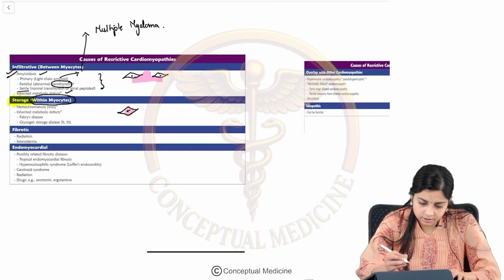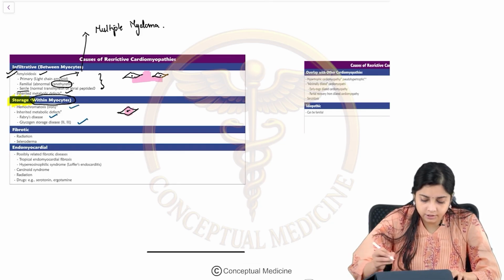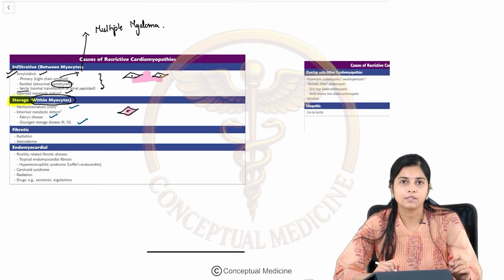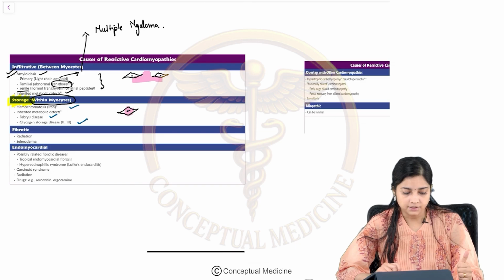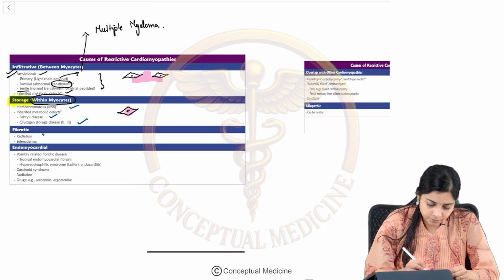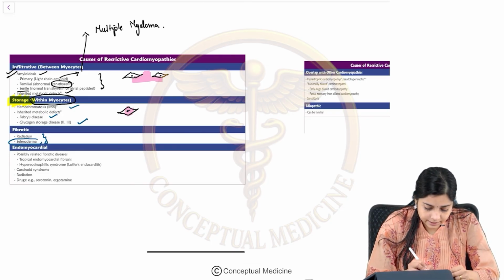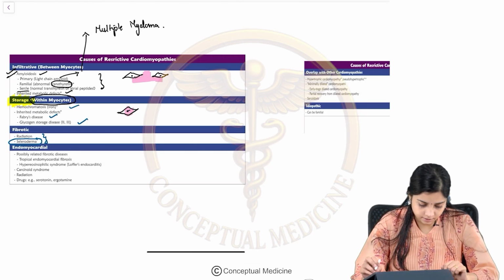What are the storage disorders? We have learned hemochromatosis, Fabry's disease, glycogen storage disorders. So all of them can cause a type of restrictive cardiomyopathy. But we had also learned that hemochromatosis can cause dilated cardiomyopathy as well. Okay. Then post-fibrosis because of radiation, and a very important connective tissue disorder which causes restrictive cardiomyopathy is your scleroderma.